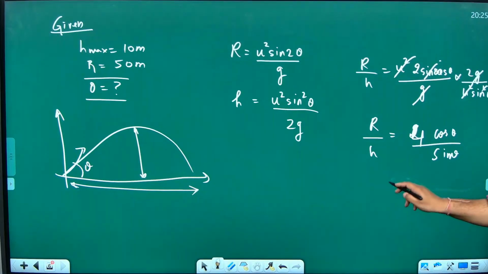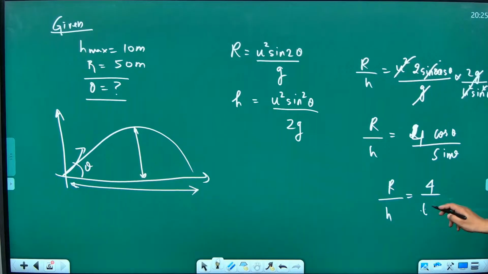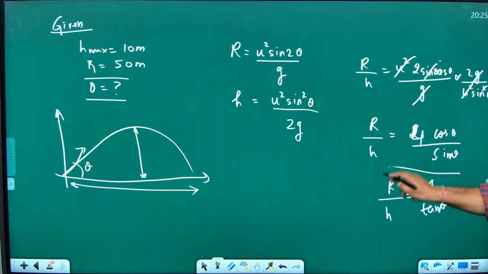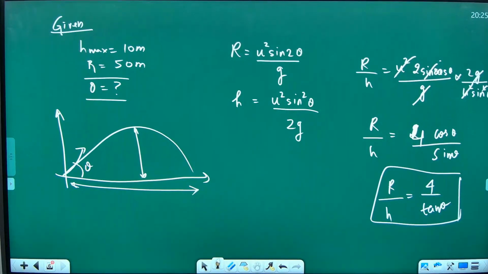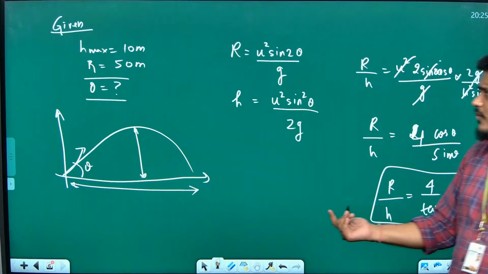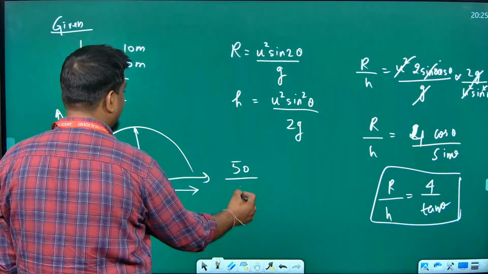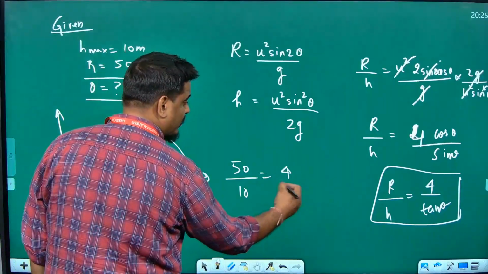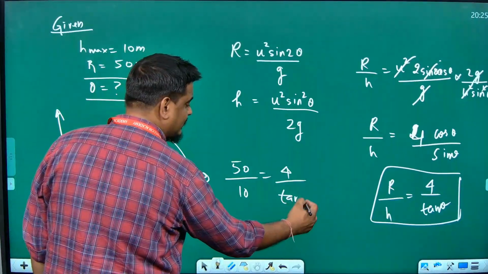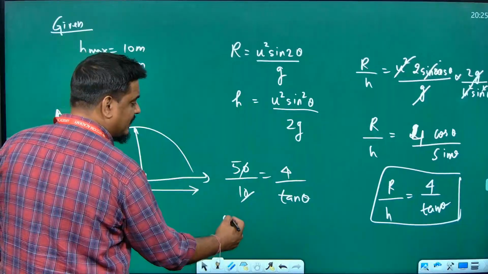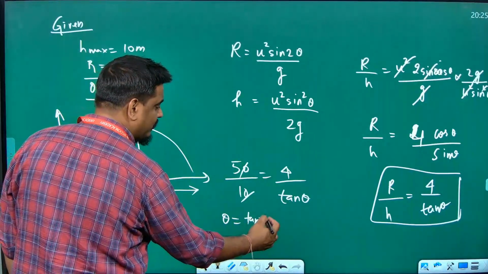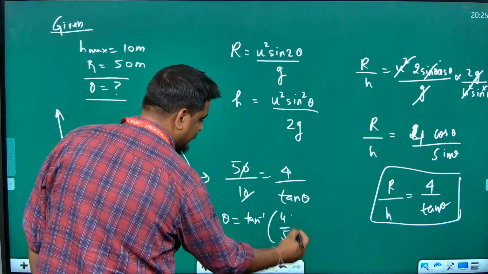So can I write R by H is equal to 4 by tan theta? Do you agree with me? Cot theta, you can write if you want, no issues. I got R by H is equal to 4 by tan theta. I can solve now. R is given as 50, H is given as 10. So 5 equals 4 by tan theta. What will be theta? Tan inverse of 4 by 5. Answer.